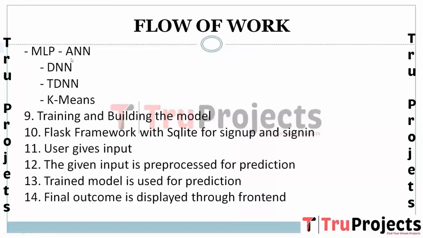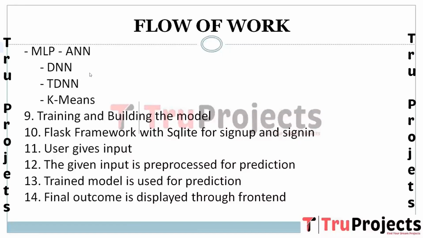Next here we have MLP ANN. So it stands for Multi-Layer Perceptron and Artificial Neural Network. It's a type of artificial neural network consisting of multiple layers of interconnected neurons. It's commonly used for various machine learning tasks including classification and regression.